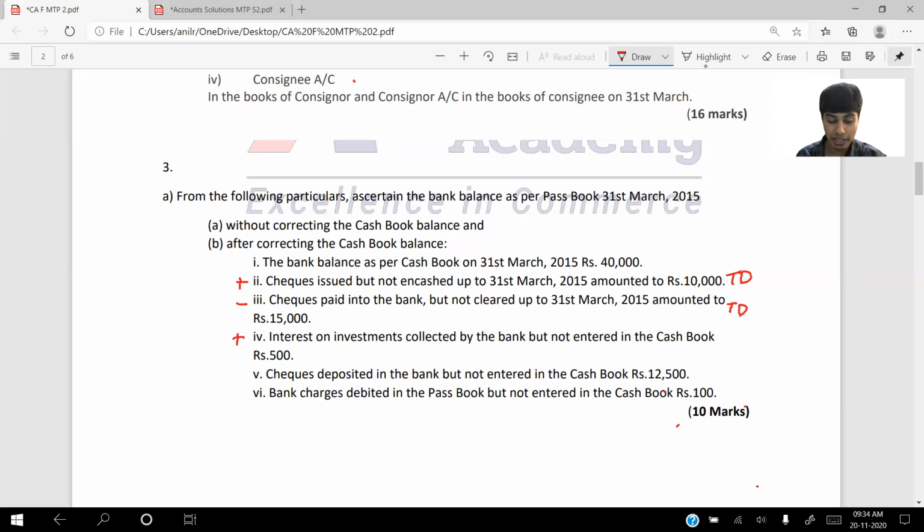This is an interesting part. This is a non-timing difference. Why? It's an error. So this is a non-timing difference. We'd have to adjust our cash book to this extent.